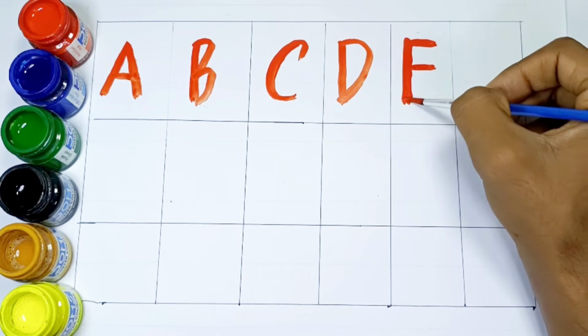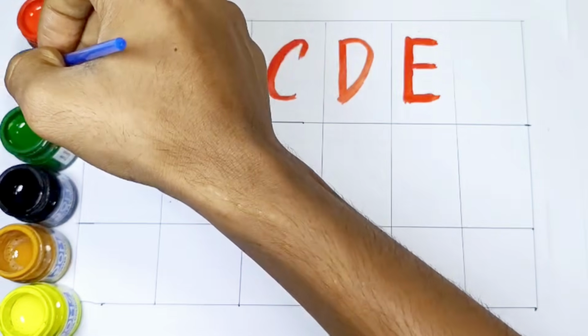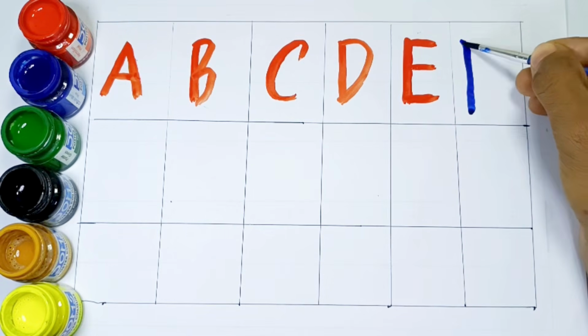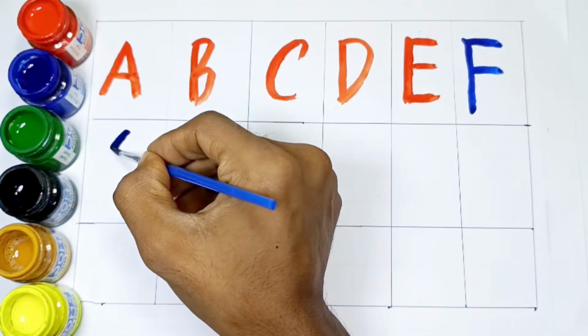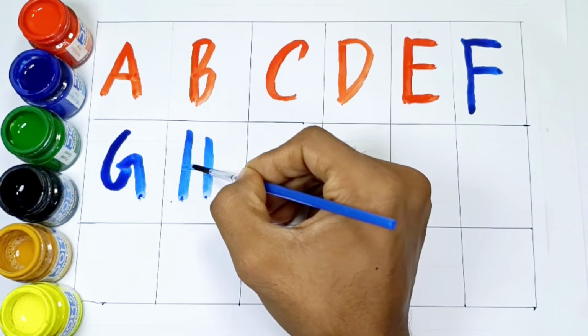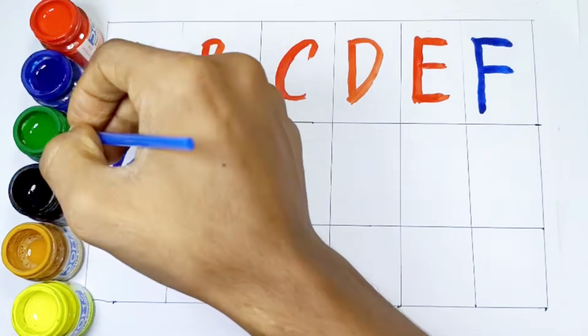E for elephant. Okay, so now you draw F, the alphabets of F, and use blue color. F for fish. G for God. H for helicopter. Okay, so now you draw I, the alphabets of I, and use green color.